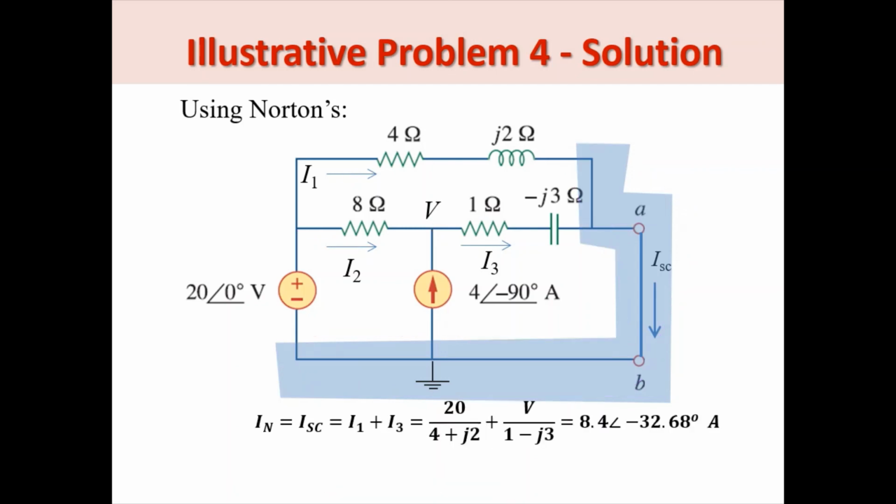Now we can solve for ISC, which is also our I sub n, and we notice that ISC is simply this current plus the current here, which is I sub 1. Okay, so I sub 1 is 20 minus 0 divided by this impedance, so this is it. And I sub 3 is this voltage minus 0 divided by 1 minus J3, which is this one. And we get this I sub n.